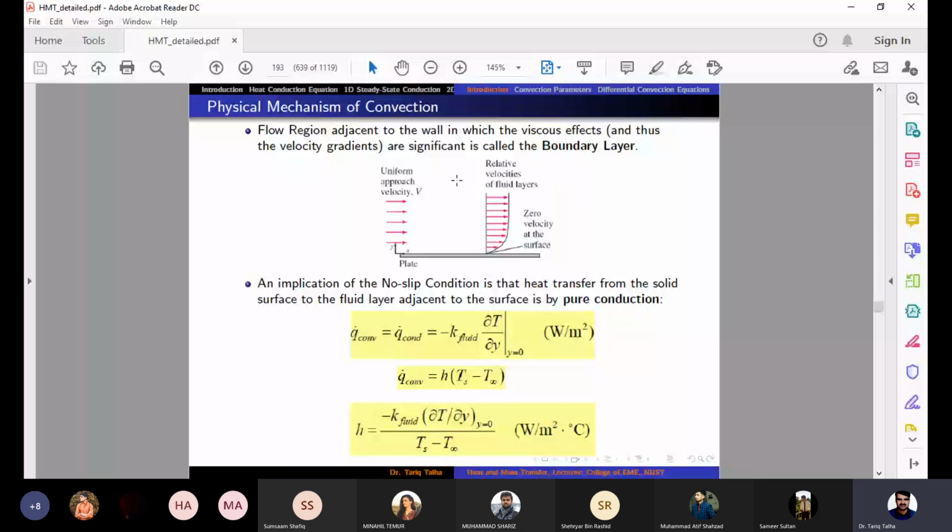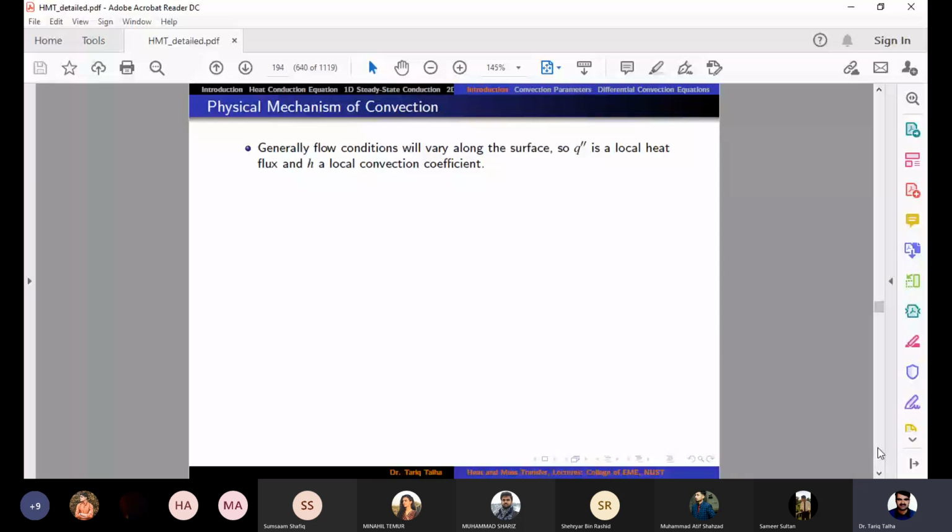So that's why, in order to get the temperature field, first of all, we need to know the velocity distribution inside the boundary layer. That's why we have to solve the Navier-Stokes equations first, and then the convection equation to get this temperature distribution.